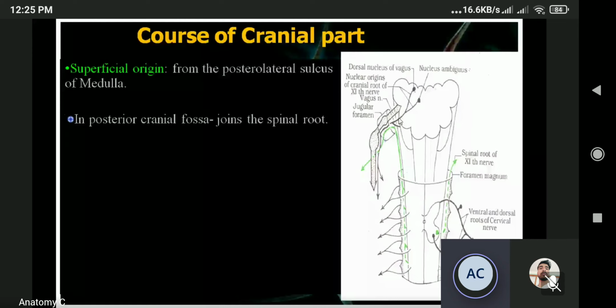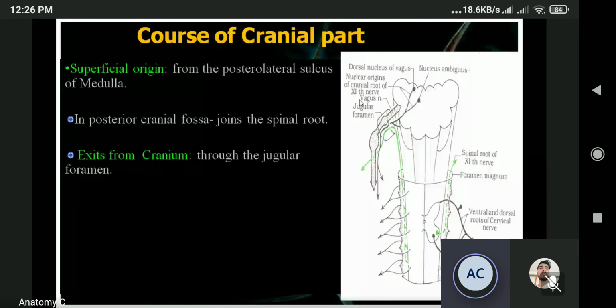Now what will happen in the posterior cranial fossa? Can you see the green one? This is the spinal part, the green one. This is the cranial part. Both will unite in the posterior cranial fossa, and after joining with the spinal root, it will come out of the cranium through the jugular foramen. So both parts will come out through the jugular foramen. Now this black one is the cranial root.